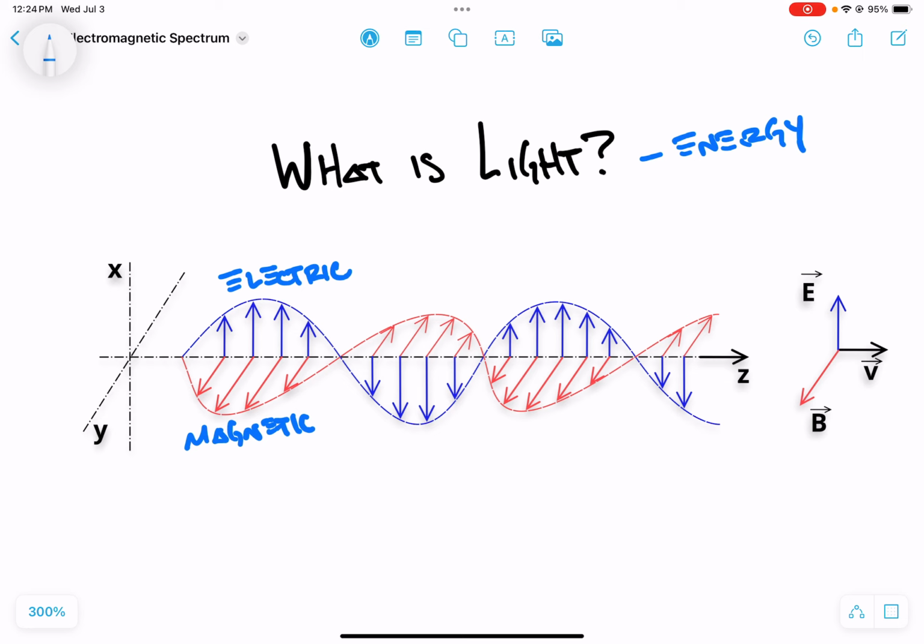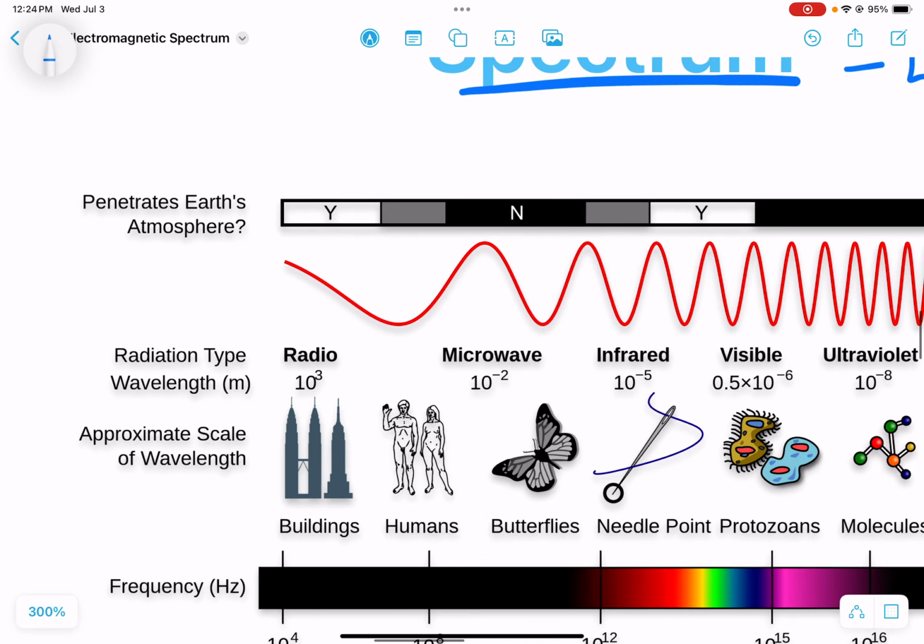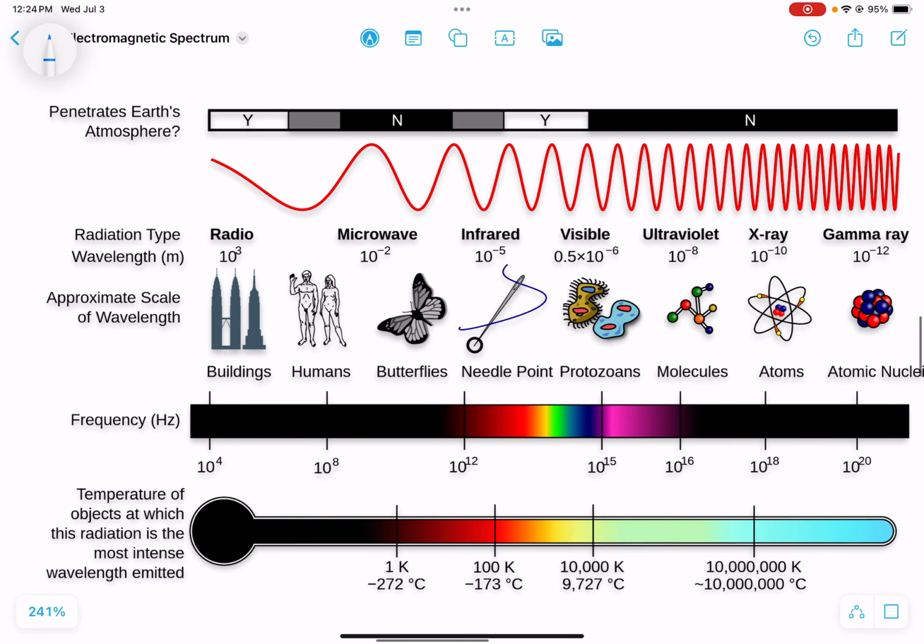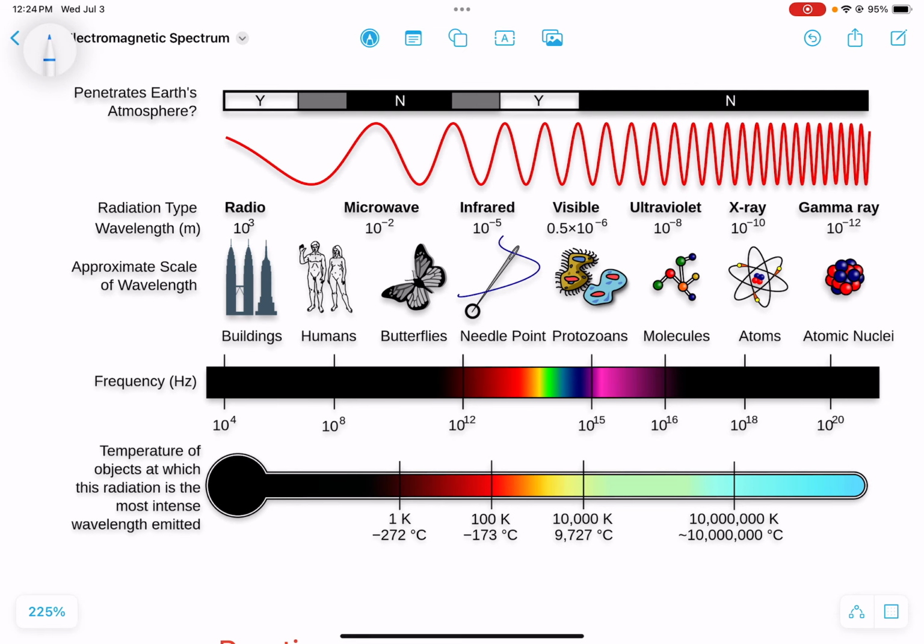Now, for this lesson and for this class, it's not necessary that you understand the electric and magnetic properties of light. However, that is important to understand why we call it electromagnetic, or the spectrum of light, the electromagnetic spectrum. We're going to turn our attention to that spectrum right now. I invite you to take a minute and pause the video and just look over this spectrum before we break it down.